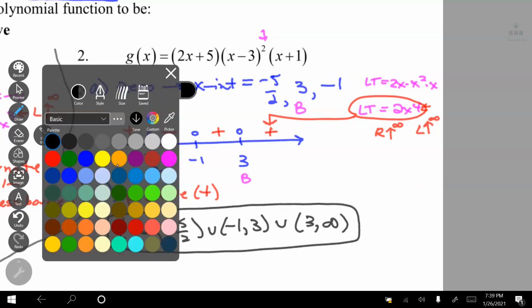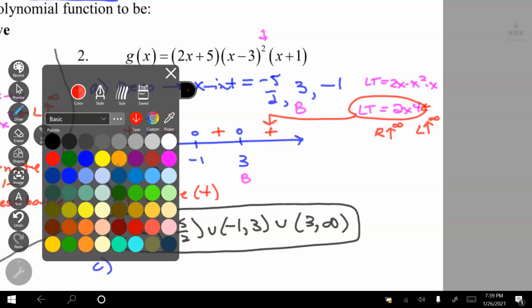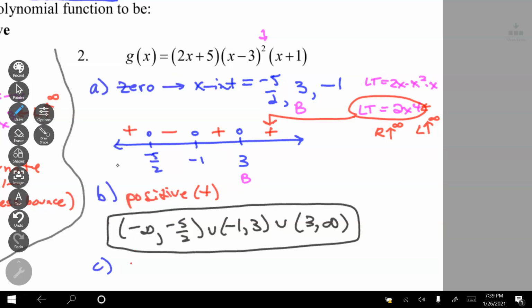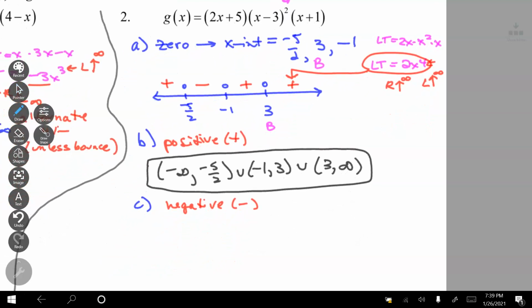And then this last part, I want when this function is negative, so I want the minus signs, and I only have one spot where there's a minus sign, and that is from -5/2 to -1.